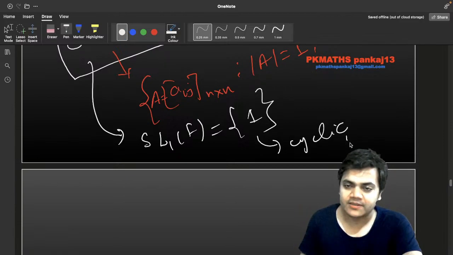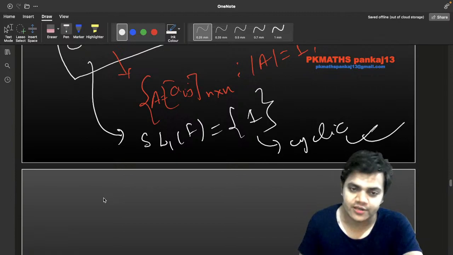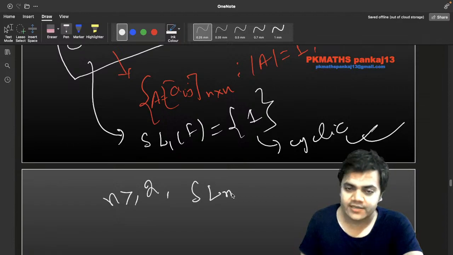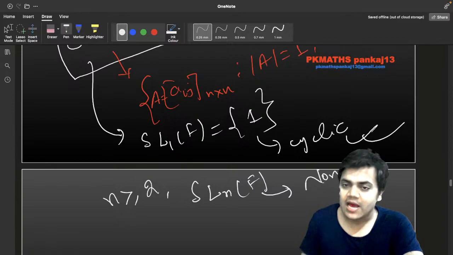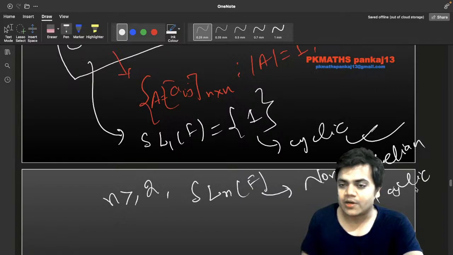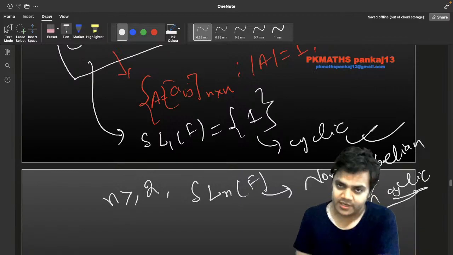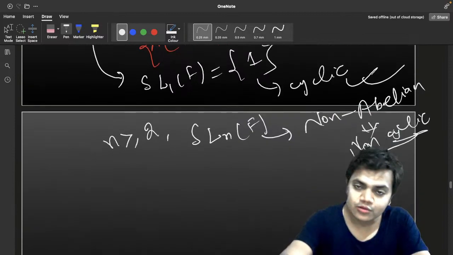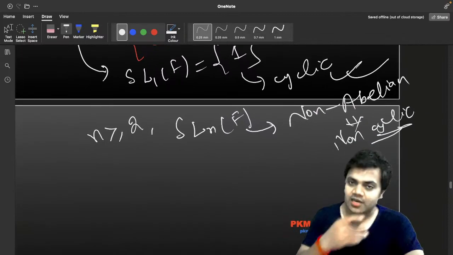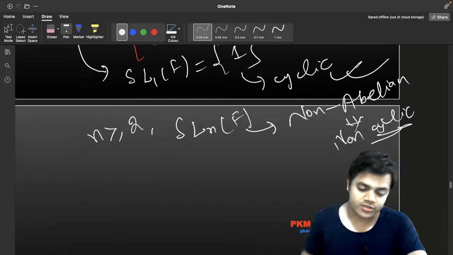But what happens if n is greater than or equal to 2? Then SL_n(F) is certainly non-abelian, and as it is non-abelian, it will certainly be non-cyclic, because a cyclic group is abelian. So what about its contrapositive statement? A cyclic group is abelian, so what will the contrapositive statement be? If not abelian, then not cyclic.